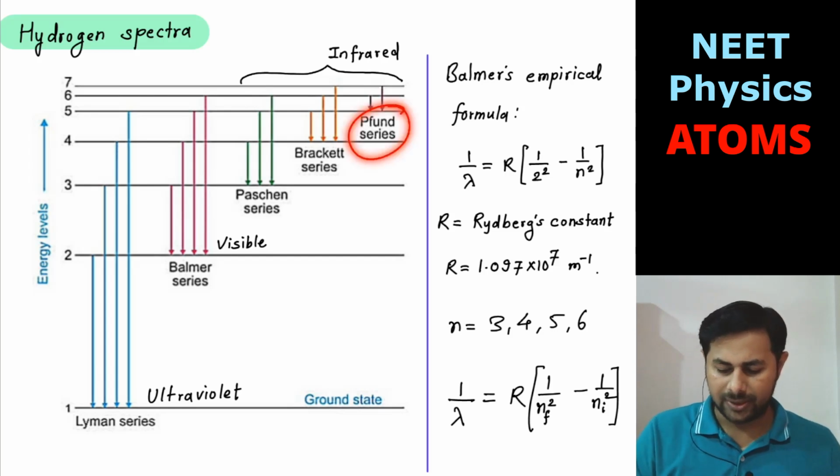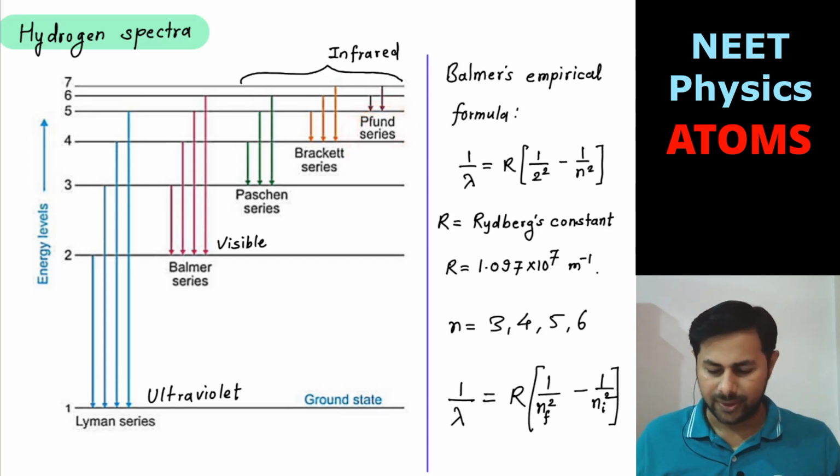And the last one is Pfund. The last one that is named is the Pfund series. So the number of the final orbit is 5 here, and the electron jumps from the 6th, 7th, 8th, and so on and so forth, up to infinity, right?